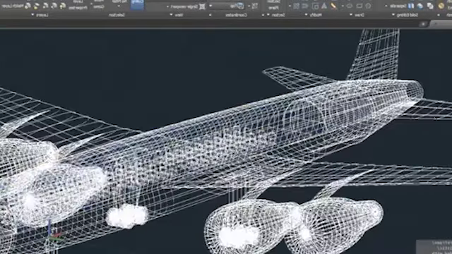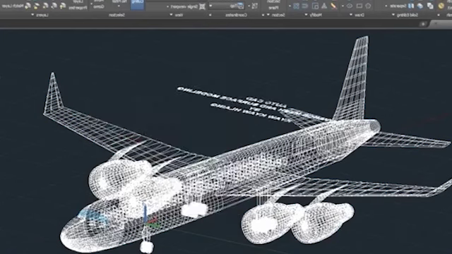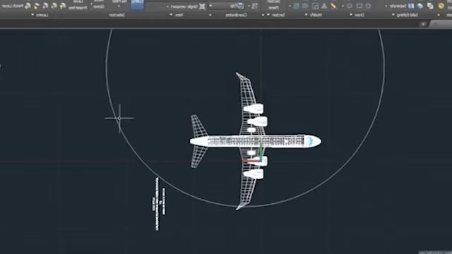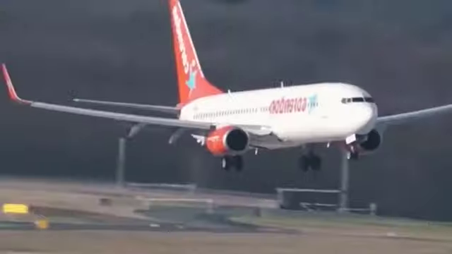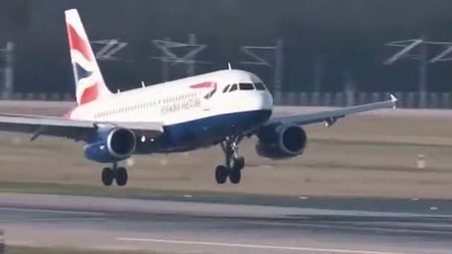Advancements in computer technology have revolutionized the design process, allowing for more precise and efficient modeling. Engineers can use computer-aided design (CAD) software to create detailed 3D models of the airplane, which can be tested in virtual simulations before any physical prototypes are built.